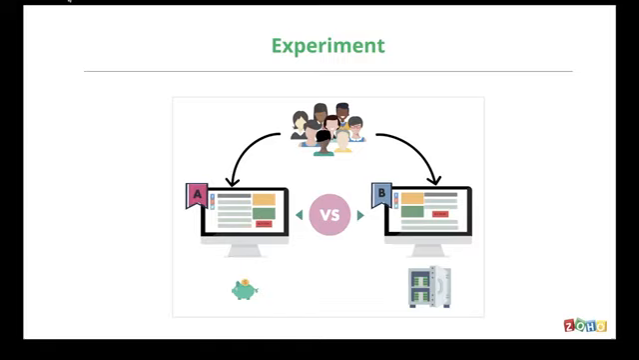Whereas split URL testing is used when you have two different layouts of web pages which you want to test. Say for example, I have an old web page which I want to test with the new website which I am coming up with. I can compare them with the help of split URL testing. Now let's see how A/B testing can be created with the help of PageSense.